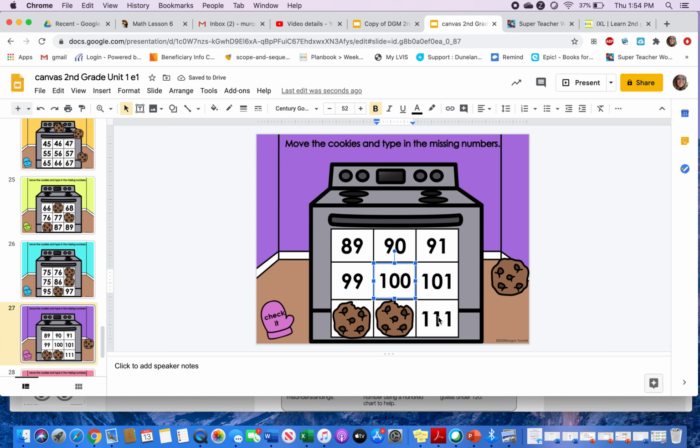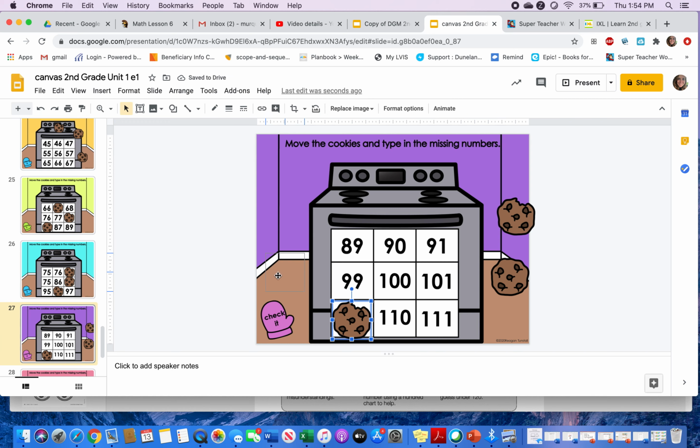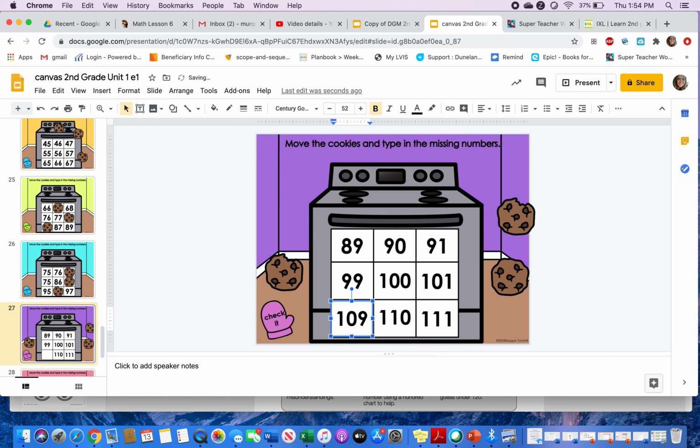And then we have 111, and I need to know what's one less. That would be 110. And one less than 110 would be 109. That was a little bit tricky, huh? How'd you do? Hopefully awesome.